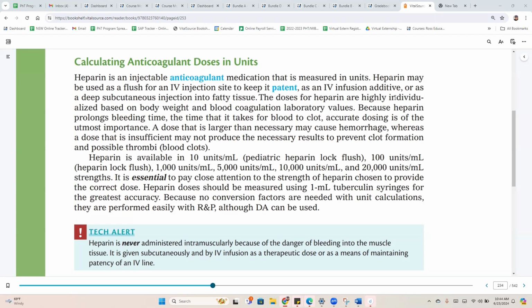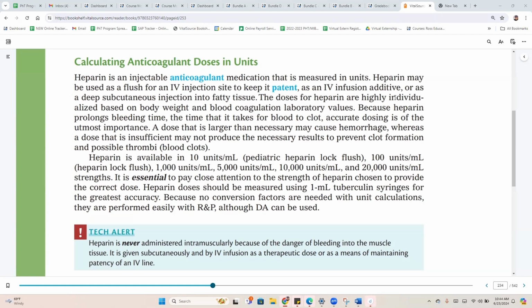A dose that is larger than necessary may cause hemorrhage, whereas a dose that is insufficient may not produce the necessary results to prevent clot formation and possible thrombi, which are blood clots. Heparin is available in 10 units per ml, a pediatric heparin lock flush, 100 units per ml, a heparin lock flush, 1,000 units per ml, 5,000 units per ml, 10,000 units per ml, and 20,000 units per ml. It is essential to pay close attention to the strength of heparin chosen to provide the correct dose.